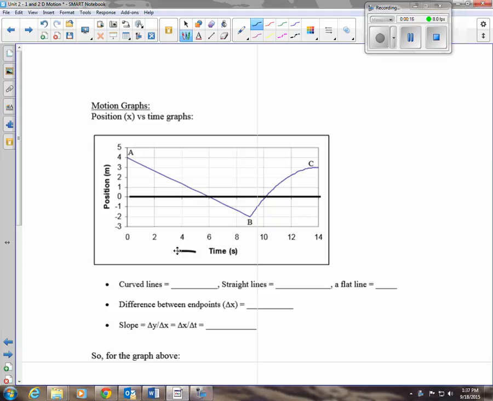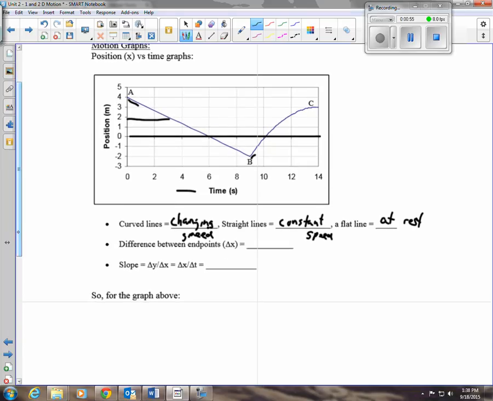Okay, and so whenever I see this straight line from A to B, it means it was going at constant speed. And the curvy line from B to C means it was changing speed. So for curved lines, we're going to say that it was changing speed, and for a straight line, it's going to be constant speed. Okay, if it's a flat line, it's at rest. You don't have to draw this, but let's say something started at position 2 and stayed at position 2, you would just get a flat line like that.